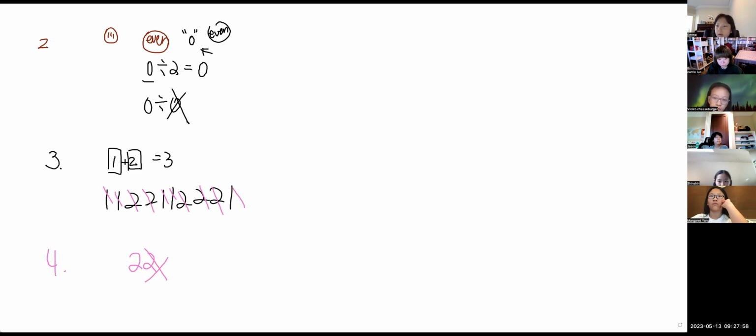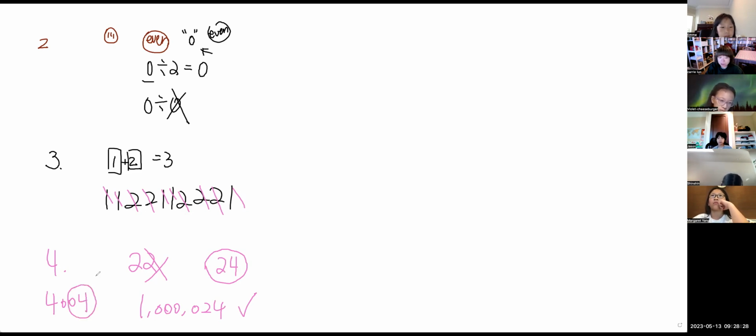Every second even number? The last 2 digits are divisible by 4. Very good, good job, okay? So we just take a look at the last 2 digits. 24 is divisible by 4, so 1 million and 24 is also divisible by 4. Get it? 4,004 is divisible by 4 because of the last 2 digits. So we can just take a look at the last 2 digits.